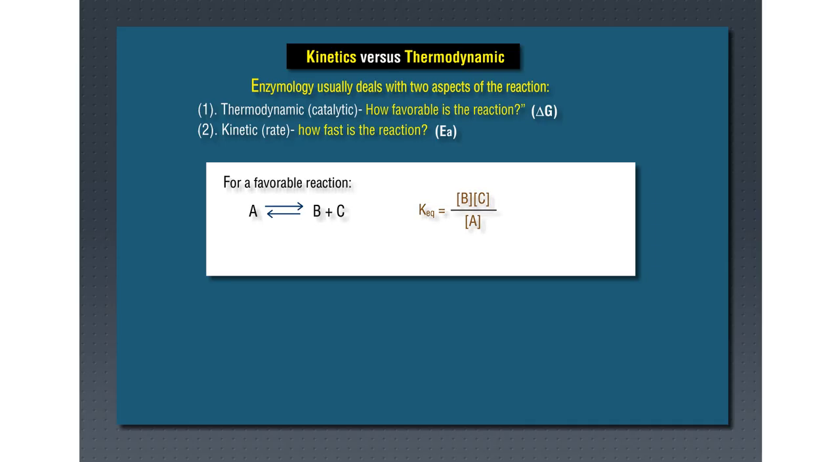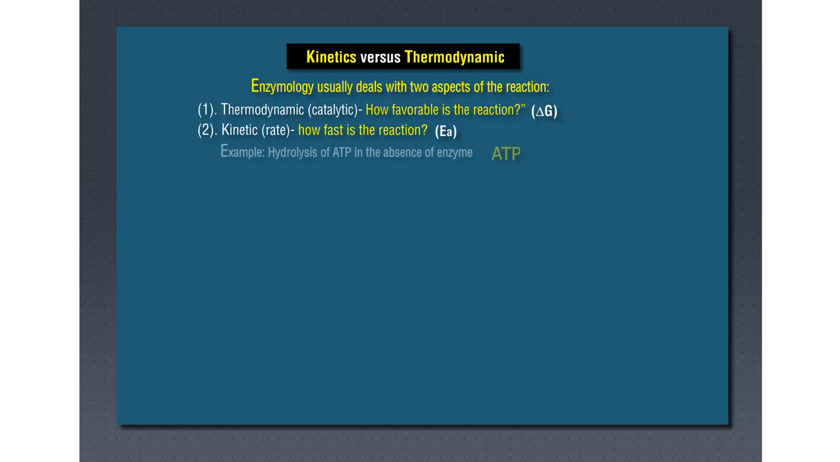In contrast, kinetics focuses on individual rate constants, such as k1 and k-1, rather than on the equilibrium constant, which is defined as the ratio of k1 to k-1. It is possible to have a reaction that is thermodynamically favorable and has a negative delta G. Yet, this reaction may have slow kinetics and therefore occur very slowly. Consider the hydrolysis of ATP to ADP and inorganic phosphate in the absence of an enzyme, a reaction that is thermodynamically favorable but kinetically slow.